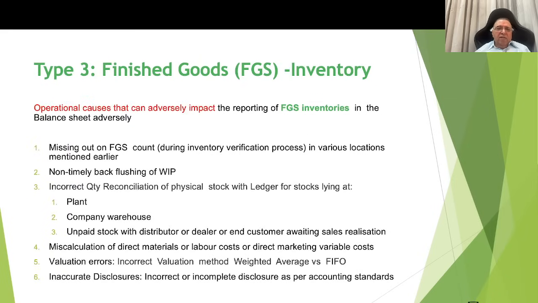Operational causes that can adversely impact the reporting of finished goods inventories. Number one, missing out the finished goods inventory count during inventory verification process in various locations mentioned earlier. Non-timely backflushing of the work in process.